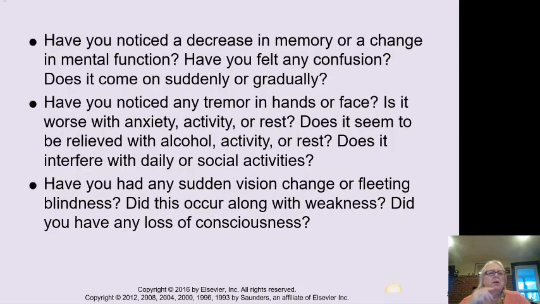Have you noticed a decrease in memory or a change in mental function? So what are we looking at here? We're probably looking at dementia, and underneath the umbrella of dementia is Alzheimer's disease and some other neurological diseases related to aging and how they affect our thinking and our mind. But you might think dementia is just of the mind, but it isn't. Because of how the brain works, it ends up affecting all of the person's body as the brain atrophies.